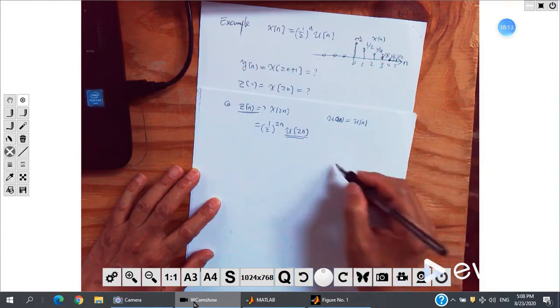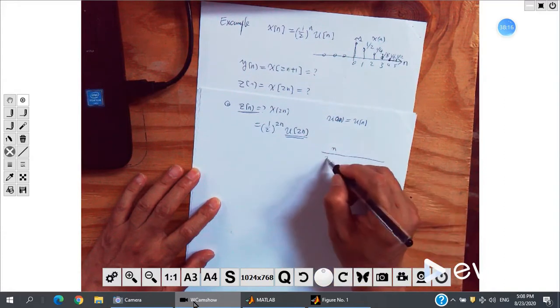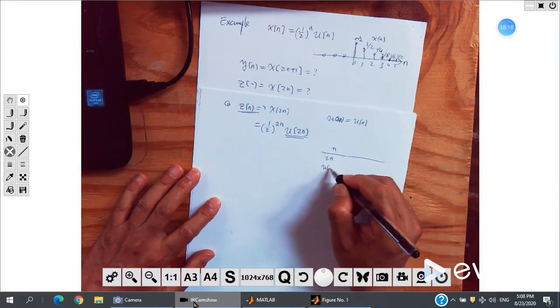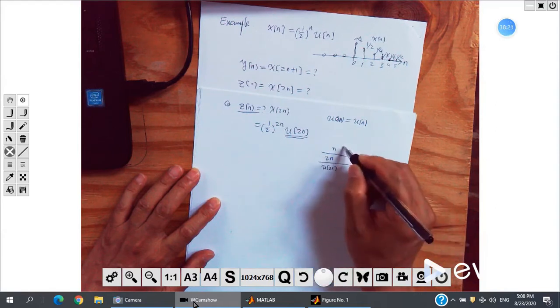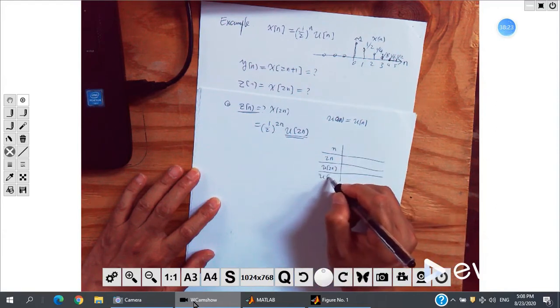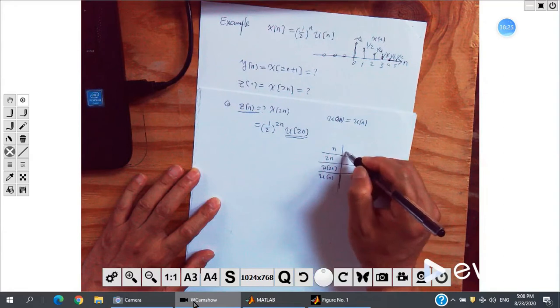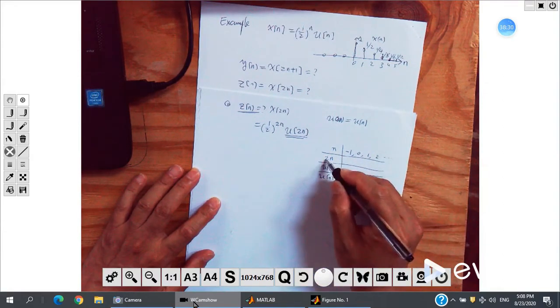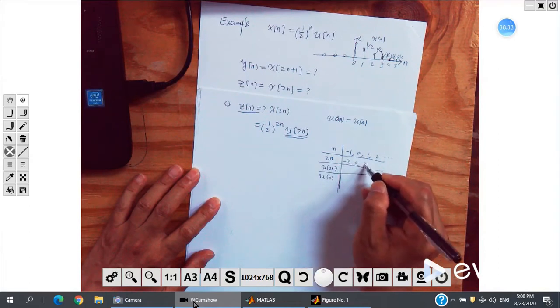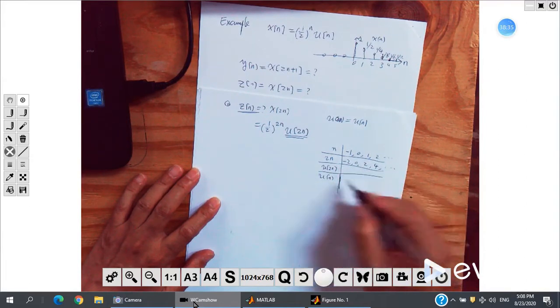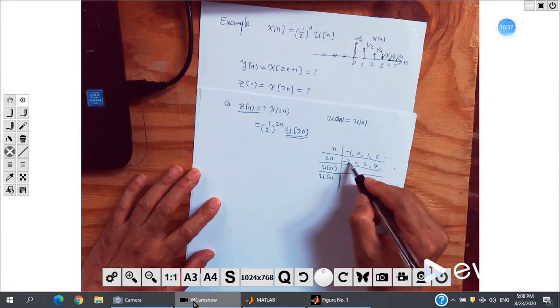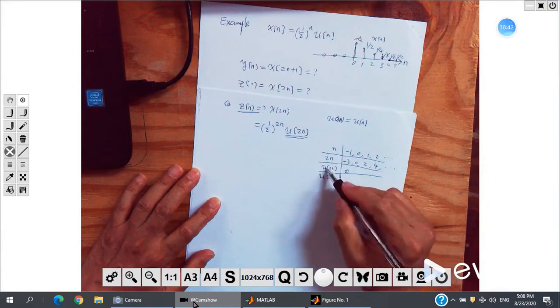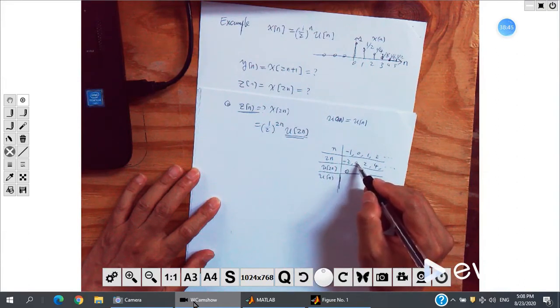Why are they the same thing? You can see this is n, this is 2n, this is u of 2n. You can also put the u of n, and compare these two. When n is -1, 0, 1, 2, and so on, then 2n will be -2, 0, 2, 4, and so on. The u of 2n: now it is u of -2, and u of -2 is 0. The second is u of 0, and u of 0 is 1.